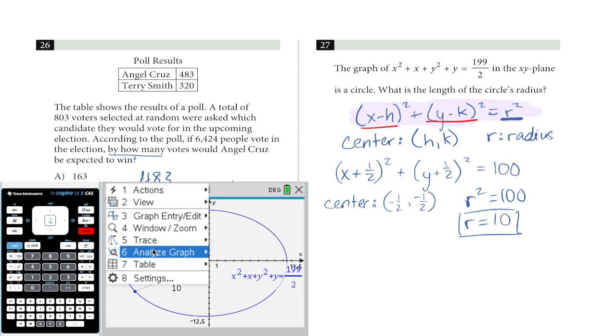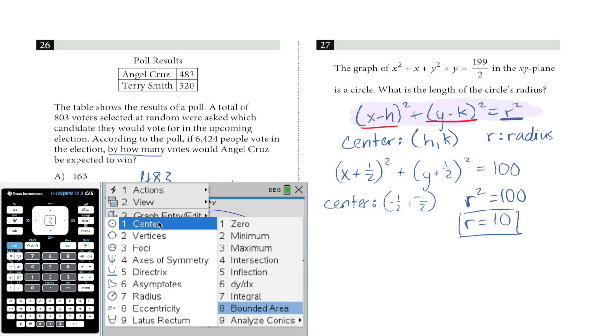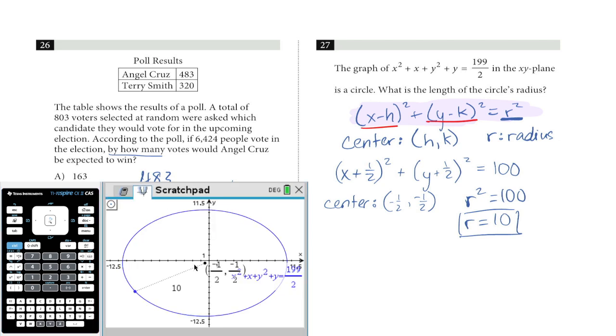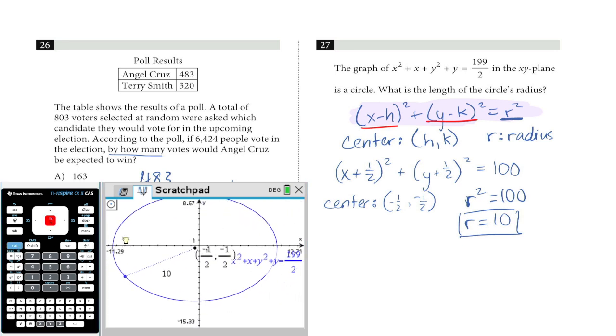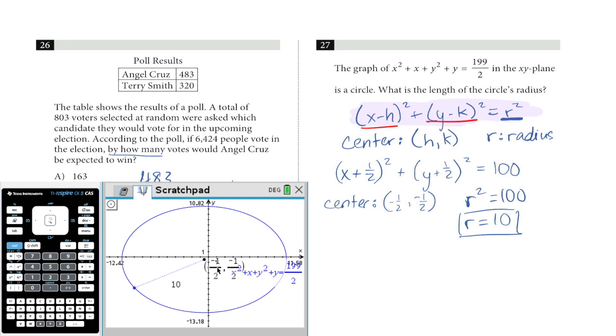I'll do center real quick. So menu, analyze graph, analyze conic, center. I'm going to click the center, and it puts the center. If you ever have a hard time seeing it, you can hit control and then click on the, actually, I don't know how to do it on this. Ooh. I actually don't know how to do it on the, there we go. And then hold it, and then you can move it around and then click again, it will put it down. So there's my center. So I hit control, and then I click the little middle button on the touchpad, and then while doing that, I clicked on the center of the circle and was able to move those numbers. So now I can see the center is at negative 1/2 comma negative 1/2.